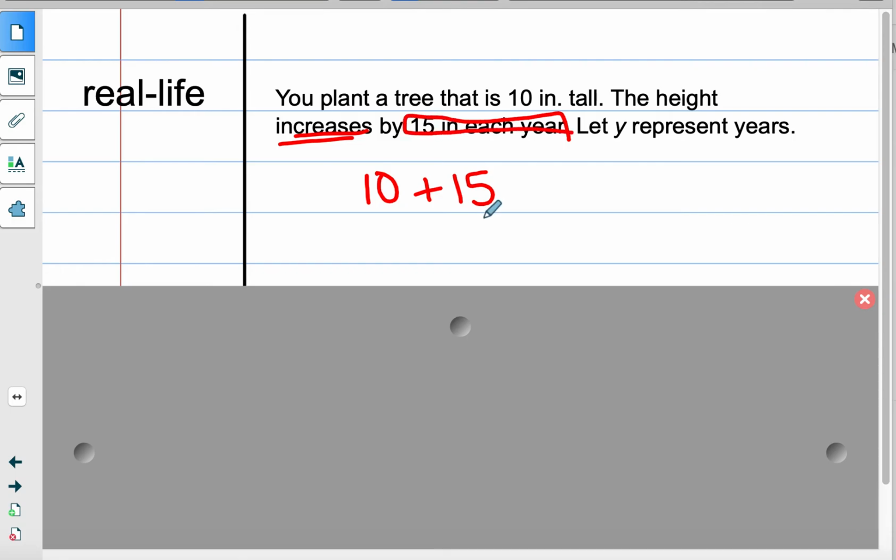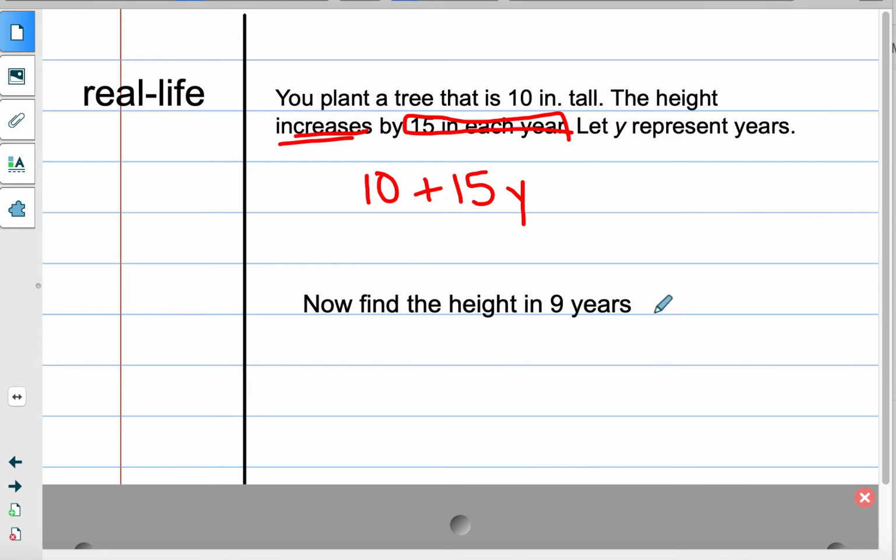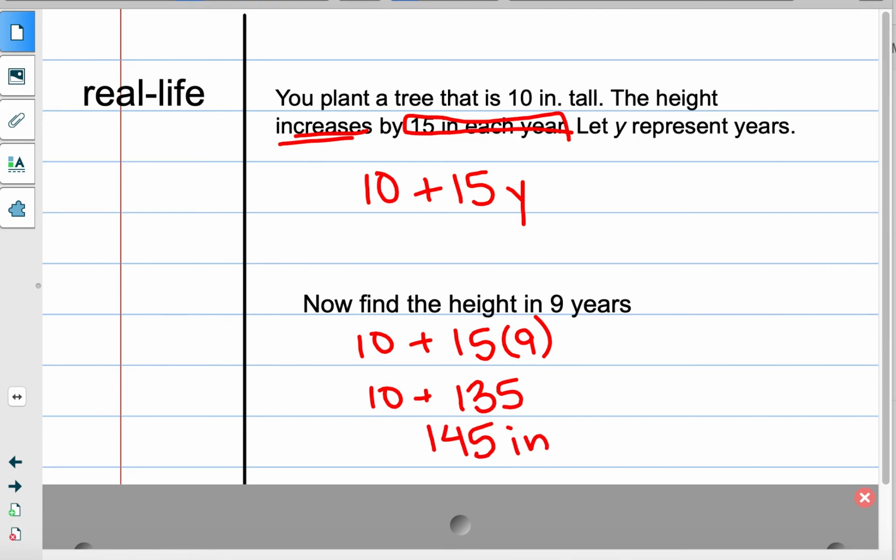In the first year, it'd go 15 inches. In the second year, it'd be 30. And the third year, it'd be 45. So what I'm really doing is multiplying by the number of years. So let's see if that makes sense. If I put in 0, my answer would be 10, and that's where we started. In the first year, if I times it by 1, it would get to be 25, which makes sense. So now I'm going to ask you to find it in 9 years. So let's plug it in using substitution. 15 times 9, order of operations, is 135, plus 10 would be 145 inches in 9 years.